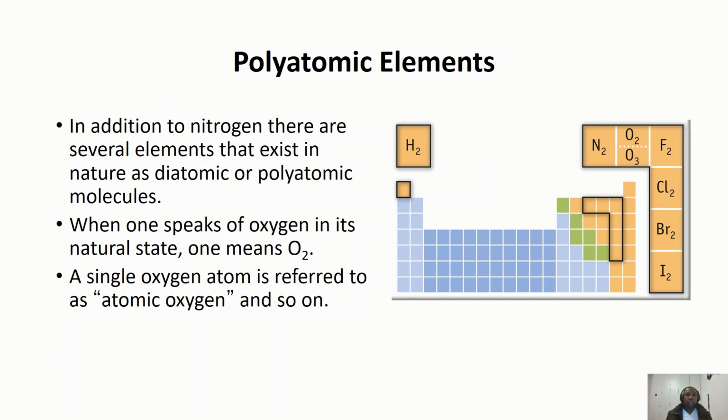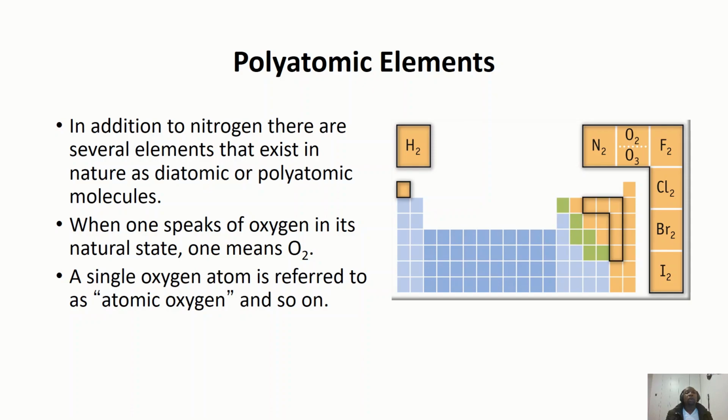For the polyatomic elements that I mentioned earlier, some elements occur as polyatomic molecules, and these are the examples. We have hydrogen, nitrogen, oxygen. Oxygen has two forms: we have O2, we have O3. We have F2, Cl2, Br2, and I2.